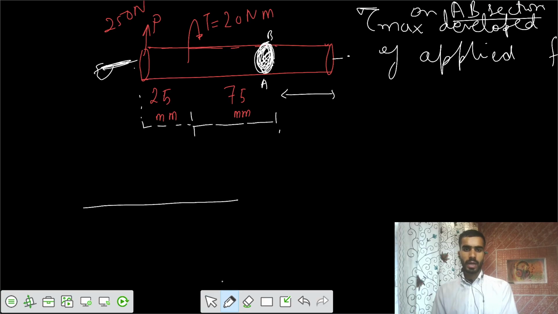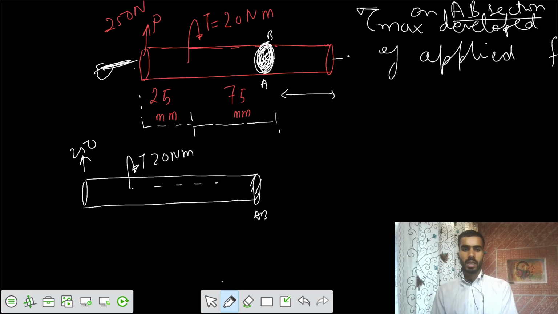If this is point AB, I am applying a load of 250 here, and there is torque also, T equals 20 Newton meter. So I would say there should be some resisting torque here. This was clockwise, so here should be an anticlockwise 20 Newton meter. So you got some value of T resisting.